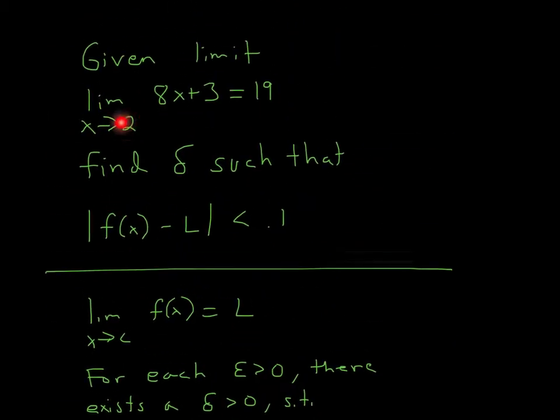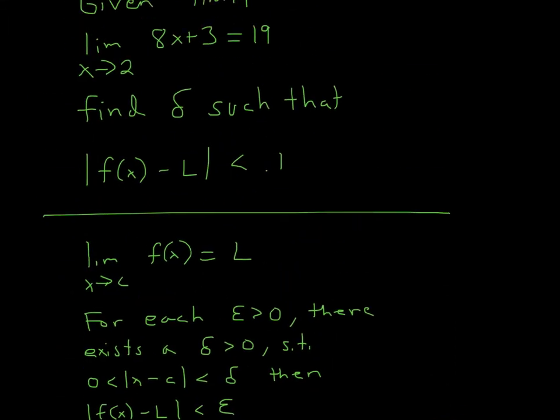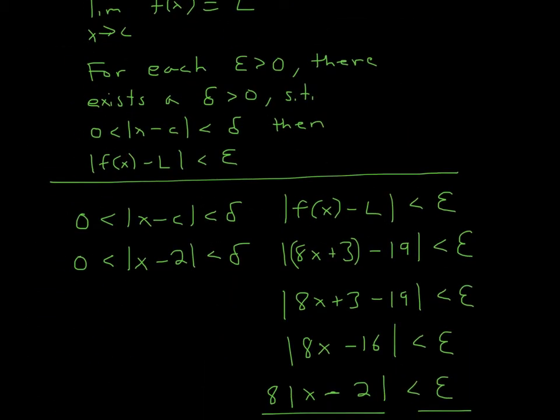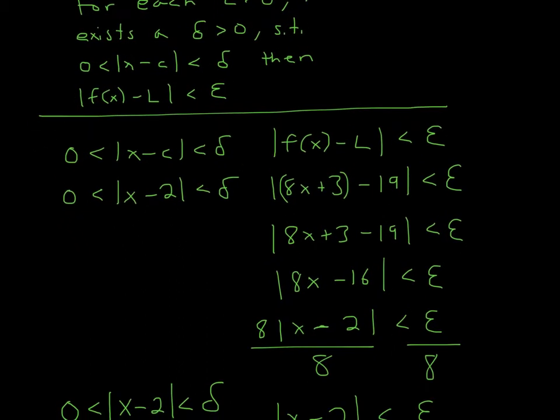C is 2 because if we go down to the definition, it says limit as x approaches a number, which is defined as C. So C is 2. And then if you look at the other stuff, f(x) is 8x + 3, L is 19, and epsilon is 0.1. With that information, we can go down and fill this in. I said f(x) is 8x + 3, L is 19, and epsilon is 0.1, but we don't need that for now.